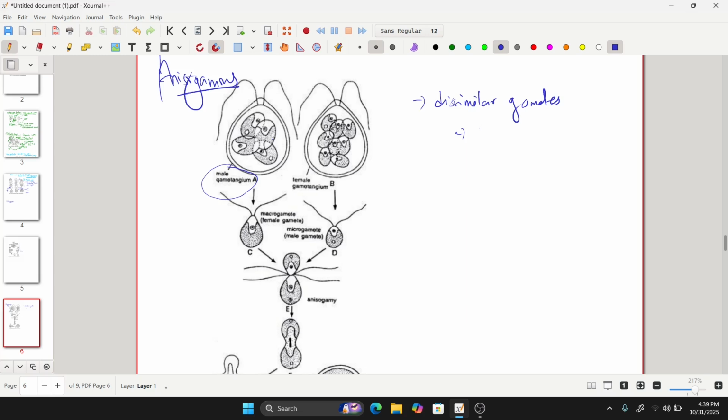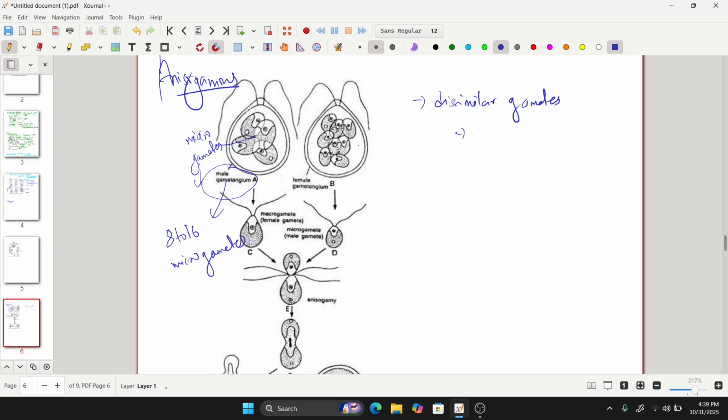Inside the male gametangium are the microgametes. These are the microgametes present inside the male gametangium, in which the protoplasm divides into 8 to 16 micro or male gametes. In the male gametangium there will be protoplast division for the formation of 8 to 16 microgametes.